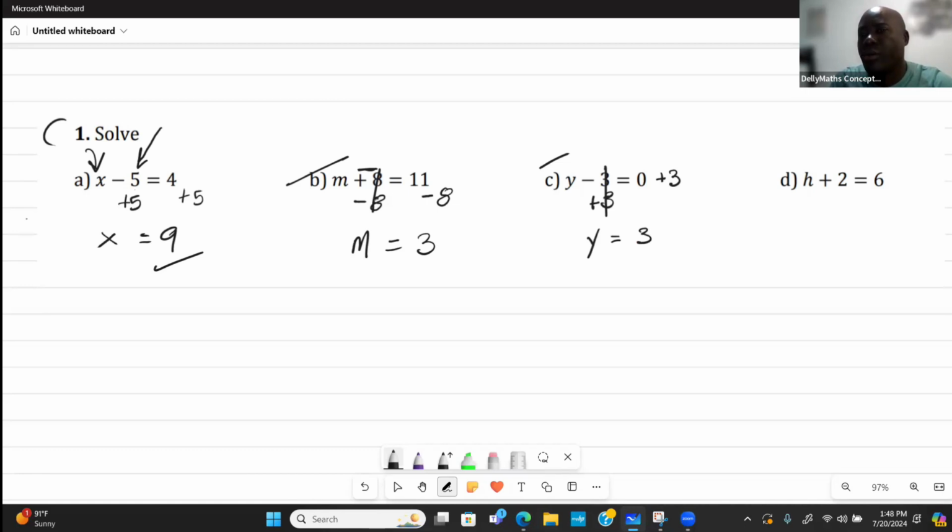Now D: h plus 2 is equal to 6. We have a positive 2. How do we get rid of a positive 2? We subtract 2. This is the opposite of it, or what we call doing the inverse. So a positive and a negative 2 becomes 0. But because we subtract 2 from the left, we have to subtract 2 from the right side to balance the two sides of the equation. So at this time, h is equal to 4. Right? So those are our first 4 responses.